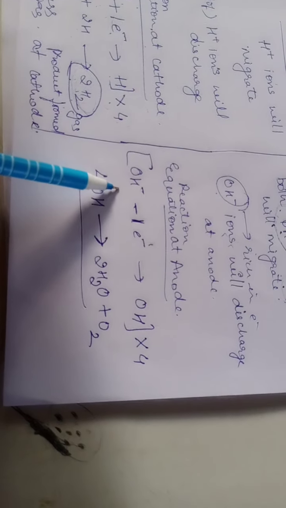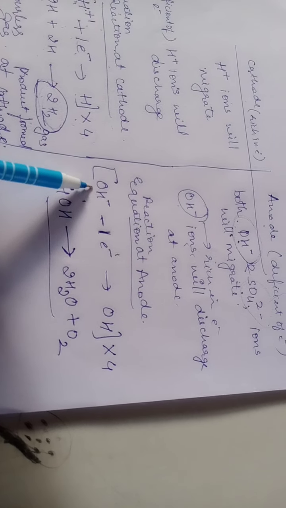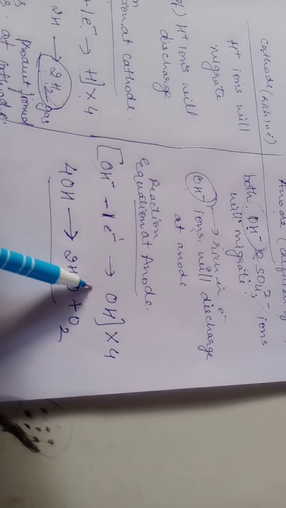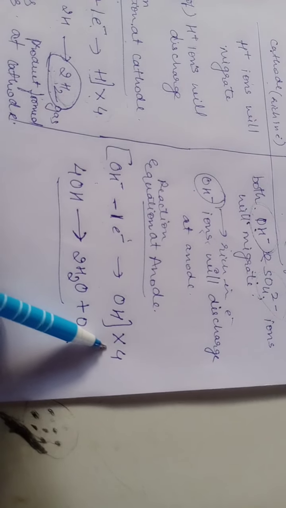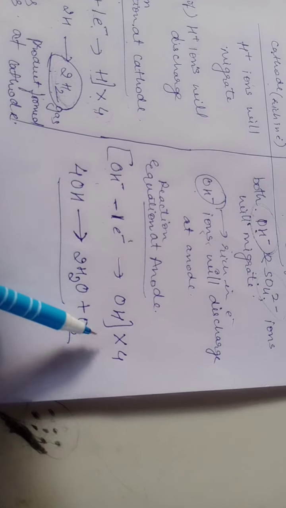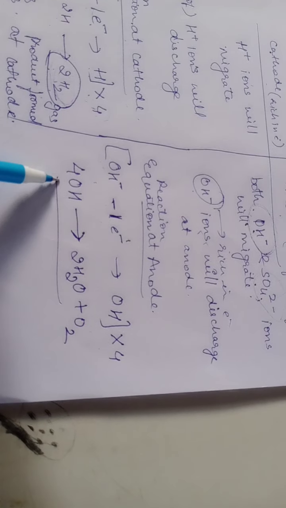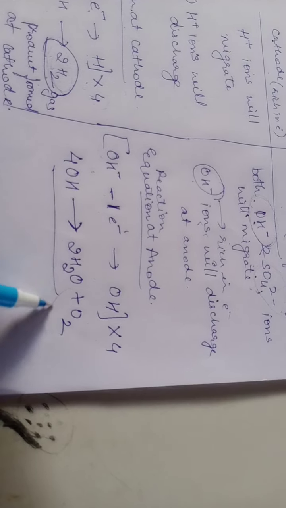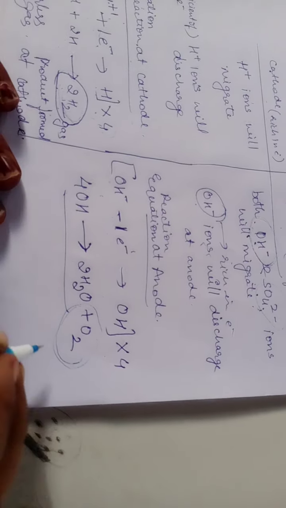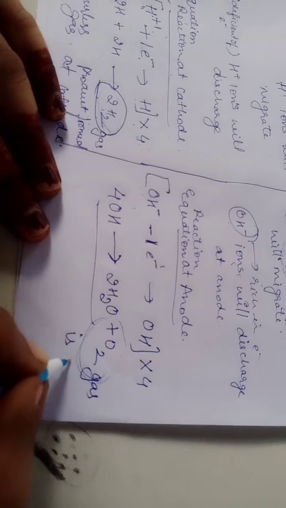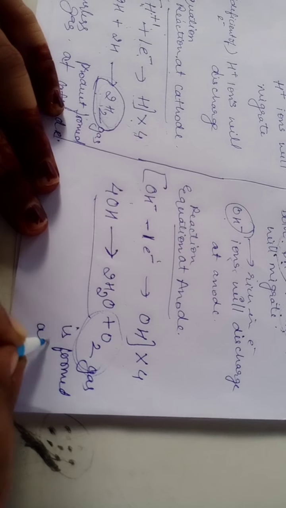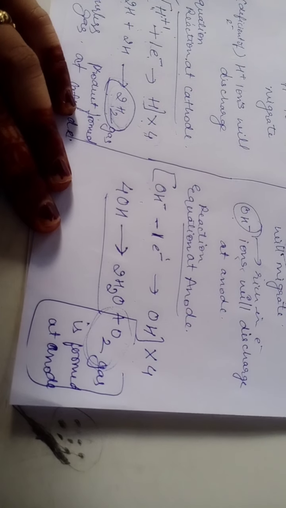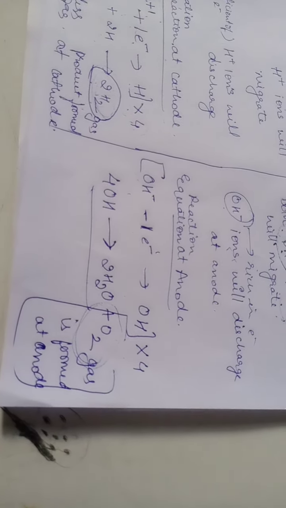You need to remember that 4 hydroxyl ions will lose 1 electron each and form OH. Now you need to multiply it by 4. Why 4? Children, you are multiplying here also with 4. So here also you will multiply it with 4. Now 4OH, what it will give you? 2H2O plus O2. This is the product which is formed at the anode. Hydrogen gas is formed at anode. This is our product which is formed at anode. This is also a colorless gas.